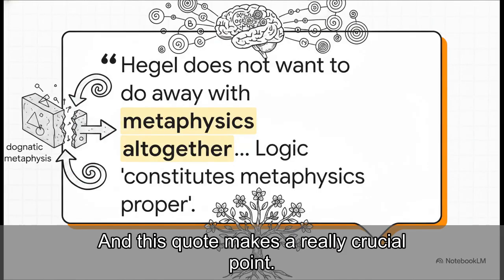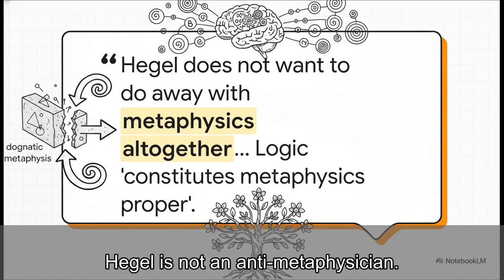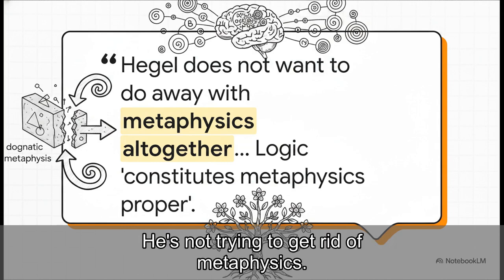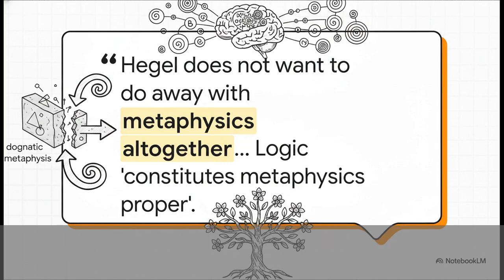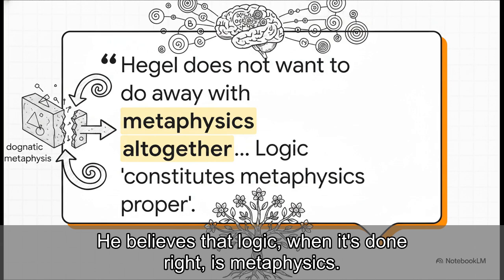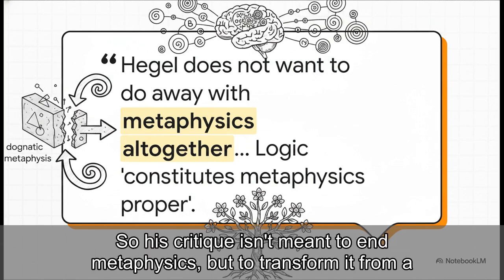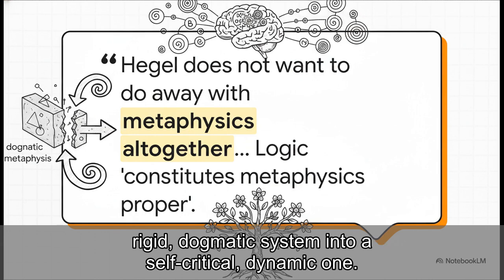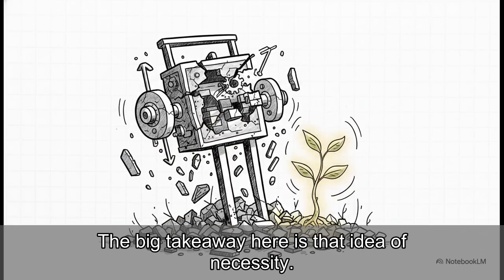And this quote makes a really crucial point. Hegel is not an anti-metaphysician. He's not trying to get rid of metaphysics. He believes that logic, when it's done right, is metaphysics. So his critique isn't meant to end metaphysics, but to transform it from a rigid, dogmatic system into a self-critical, dynamic one. The big takeaway here is that idea of necessity.